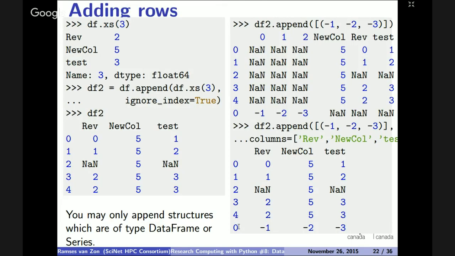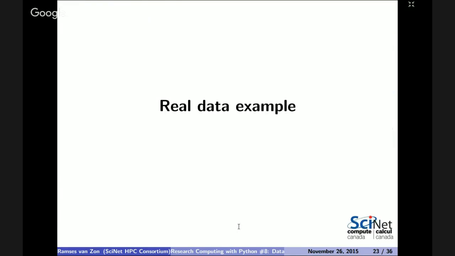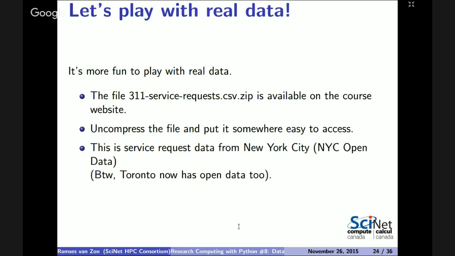Okay, so that's kind of the basics of the data frame structure itself and how you interact with it. But you don't really see what it can do unless you look at a real example, so we're going to try and look at that. Real data. You can play along if you want. There's a file called 311 service request.csv.zip, which is zipped, and if you unzip it, you get a comma-separated value file. Put it somewhere. We'll see how to work with it.